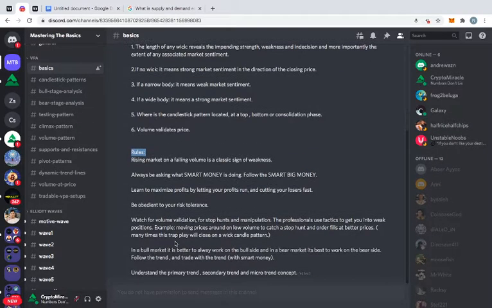So then there are rules. Rising markets with falling volume is a classic sign of weakness, because you want to see real bull traps or bear traps. Always be asking, what is smart money doing? Follow the smart, big money. This is the biggest rule that I can highlight, and that's the biggest thing I can say about this.